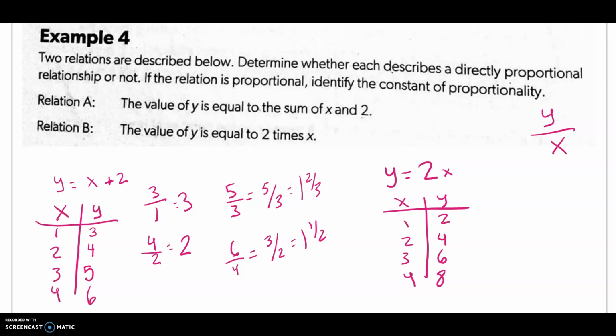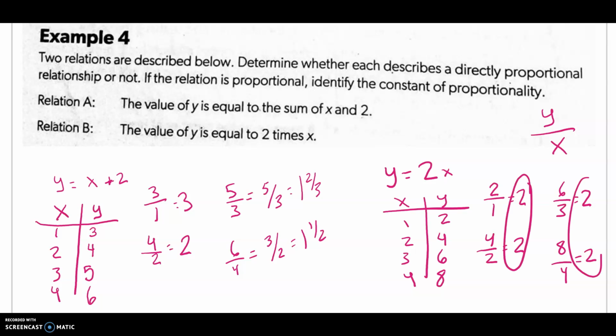Let's try relation B. If we turn all these ratios into y over x, we would have 2 over 1, 4 over 2, 6 over 3, and 8 over 4. 2 divided by 1 is 2. 4 divided by 2 is 2. 6 divided by 3, 2. And 8 divided by 4 is 2. So relation B is directly proportional because when we simplified all the ratios, we got the same answer each time. And the constant of proportionality is 2.